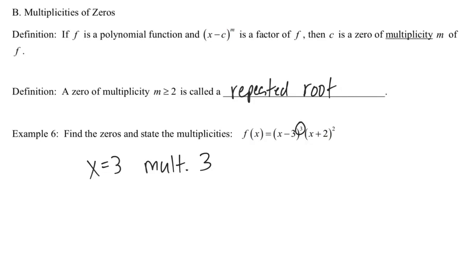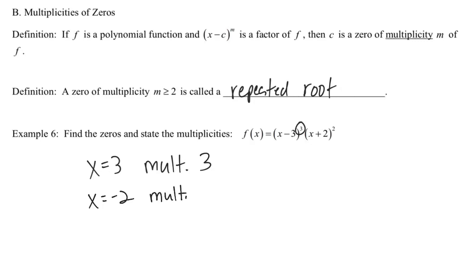Now, my other 0 comes from the second factor here, x plus 2, and setting that equal to 0 is going to give me a value of -2, but that 0 occurs more than once.